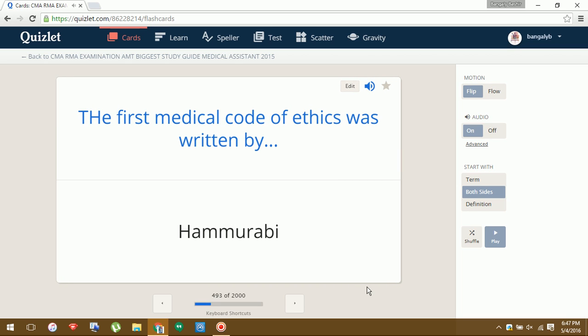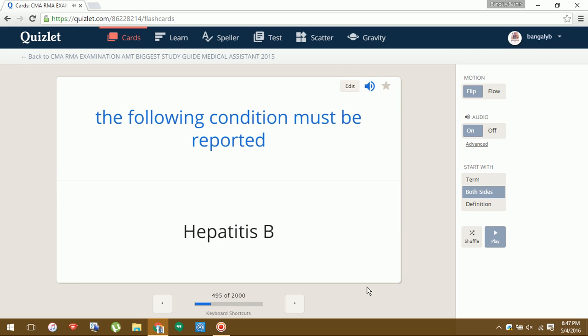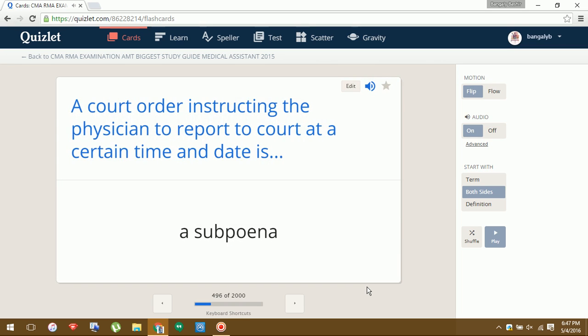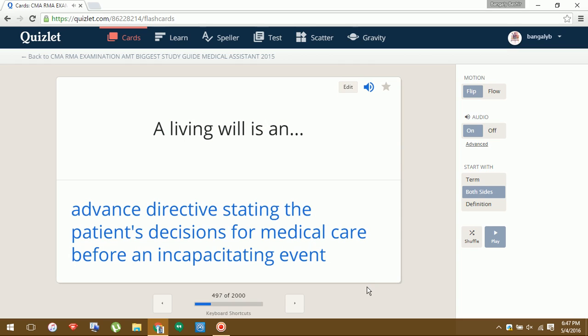The first medical code of ethics was written by Hammurabi. A medical assistant publicly criticizes a physician's diagnostic skills. This is an example of slander. The following condition must be reported: Hepatitis B. A court order instructing the physician to report to court at a certain time and date is a subpoena.